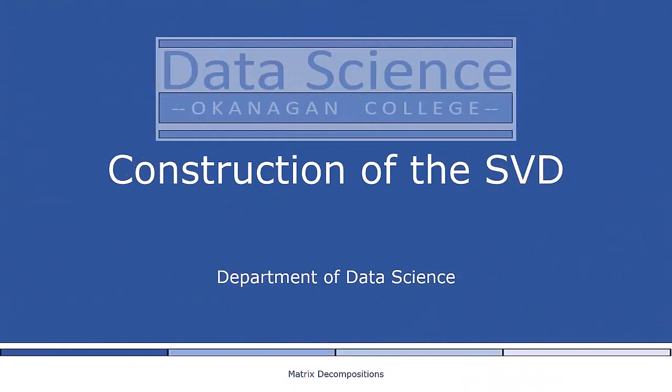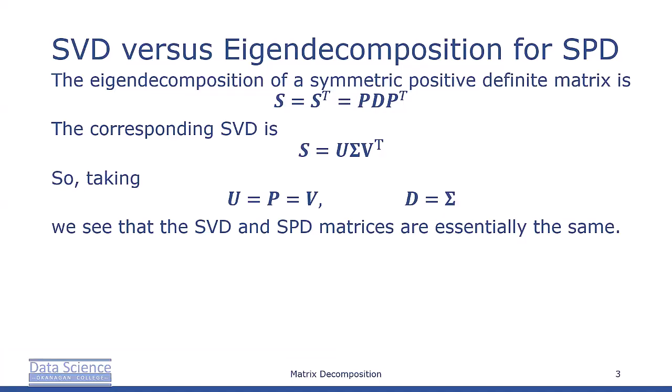The singular value decomposition of a matrix shares some similarities with the eigendecomposition of a square matrix, and so we're going to borrow some of those ideas when we construct our singular value decomposition. The eigendecomposition of a symmetric positive definite matrix is S equals PDP transpose. The corresponding singular value decomposition is S equals U sigma V transpose.